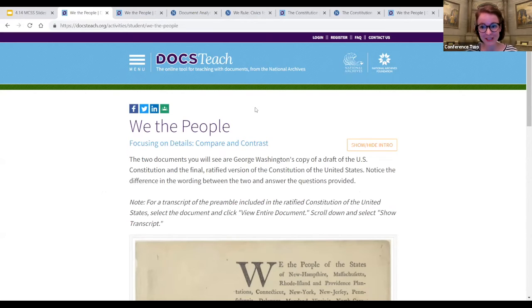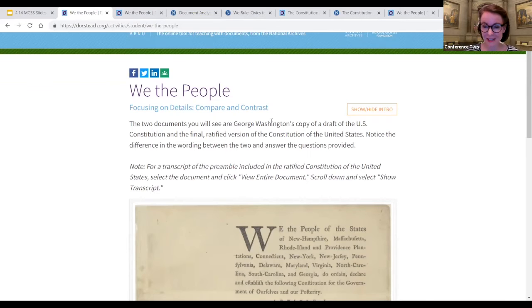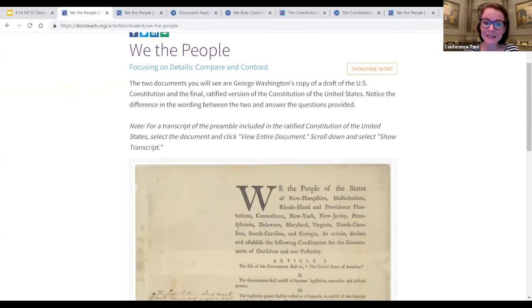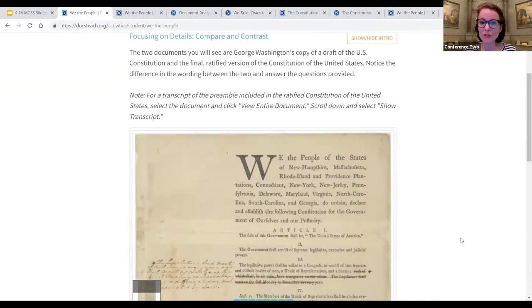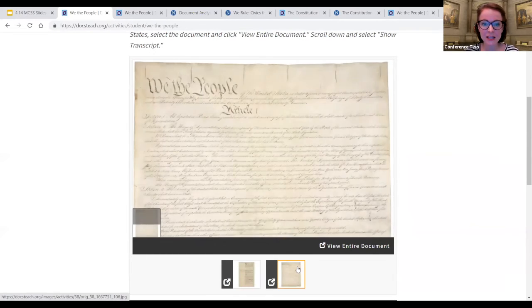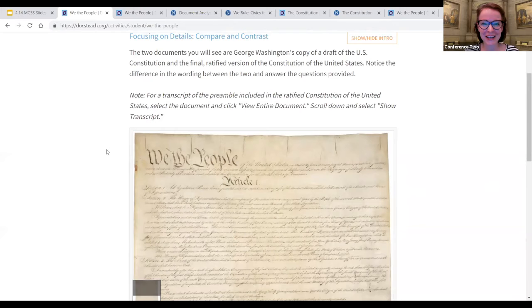But the one I want to spotlight right now highlights the preamble of the Constitution. This is the student page of the activity, so this is one you would share with your students. And what you're going to see is this activity asks you to take a look at two different versions of the preamble. The first is George Washington's copy of a draft of the United States Constitution. And the final is the version we saw earlier, that final version of the Constitution.